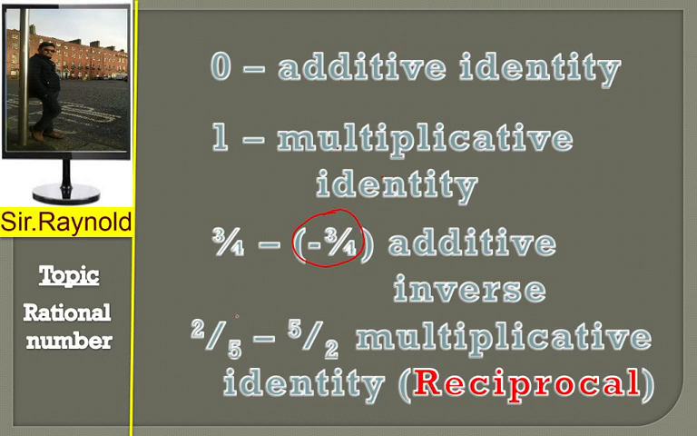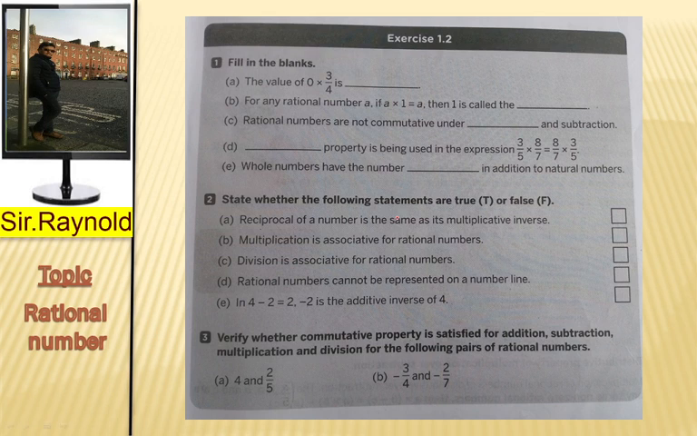Next, if I give you 2 by 5, then 5 by 2, which is upside down of this number, is called the multiplicative inverse, or sometimes we call it the reciprocal. So try to remember these 4 things which we have learned in the last class, because we are going to use them in our exercise. So let's quickly go and learn in exercise 1.2.